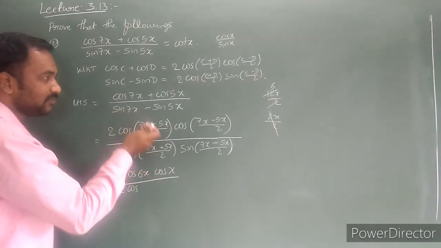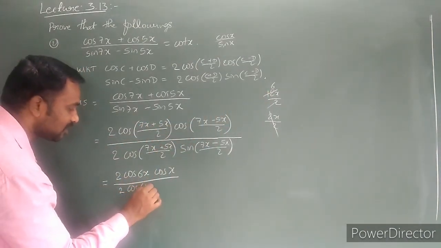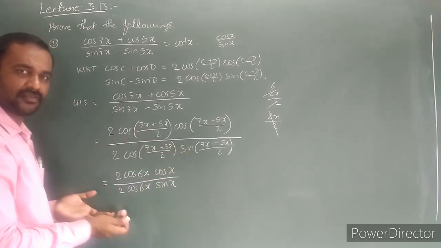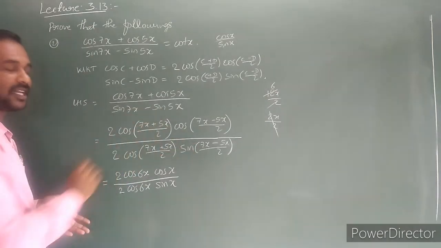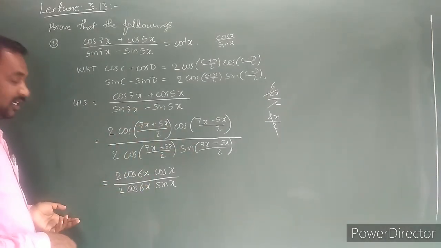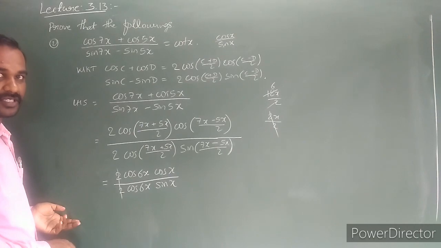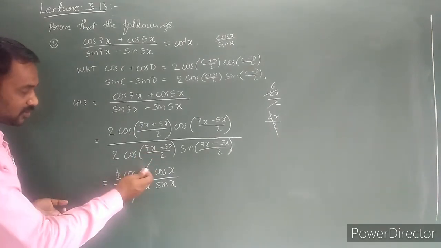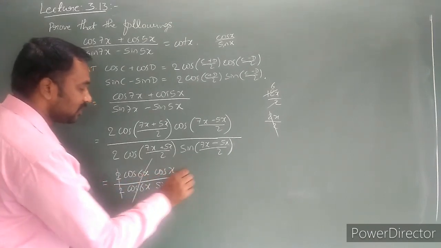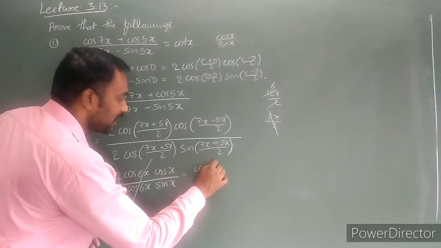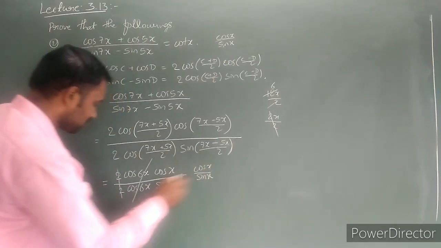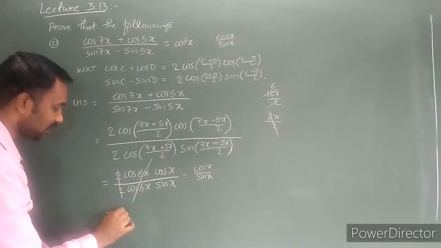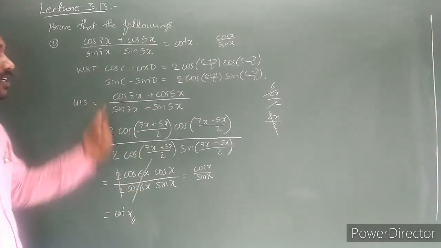No need to calculate, the angle is already simplified. Directly write it: 6x into sin of x. No need to simplify again because it is already simplified. Same angle is there, and the product is there. Can we cancel the 2 and 2? Yes, obviously we can cancel. Next, cos of 6x and cos of 6x get cancelled because the product is there. The remaining value is cos of x divided by sin of x. What is cos x divided by sin x? Cos x divided by sin x is nothing but cot of x, hence the RHS.